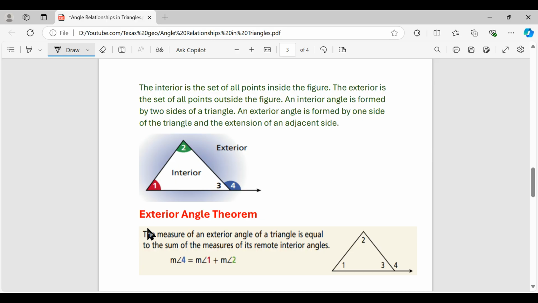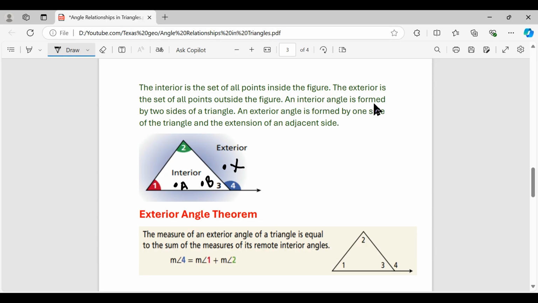Now let's see one very important theorem in triangle theorems. So this is all about the exterior angle theorem. So what is interior and exterior of a triangle? So you see here, the interior is the set of all points inside the figure. So what is the figure? This is the triangle shape. Inside whatever you have, that is called as the interior. Suppose if I mark a point A here, so A is interior of the triangle, and then I mark B here. B is also interior of the triangle. If I mark here X, X is exterior of the triangle. So exterior is the set of all points outside the figure.